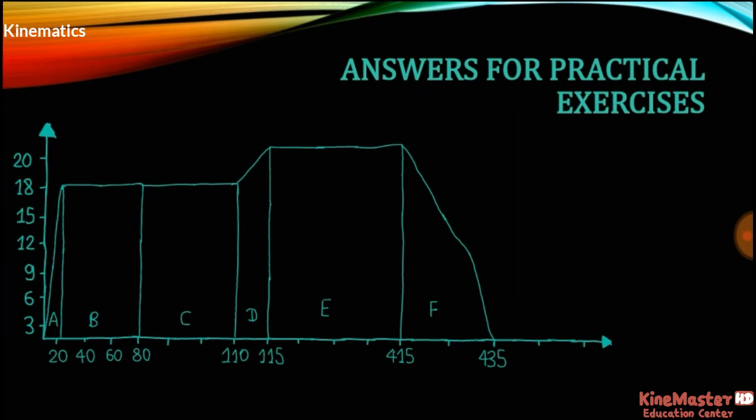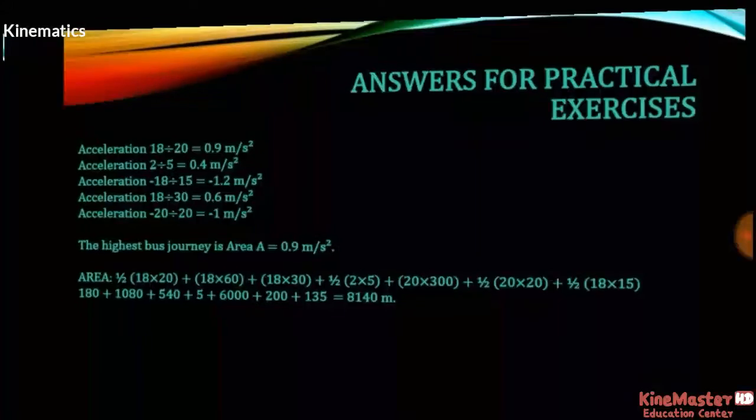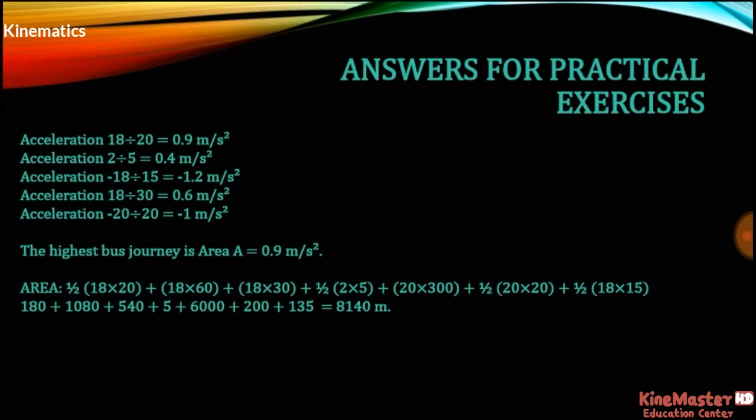Here are the answers for the practical exercises. We can draw the velocity time graph like this, with velocity on the vertical axis. In order to calculate the acceleration: 18 divided by 20 is 0.9 meters per second squared. Then 2 divided by 5 is equal to 0.4 meters per second squared.